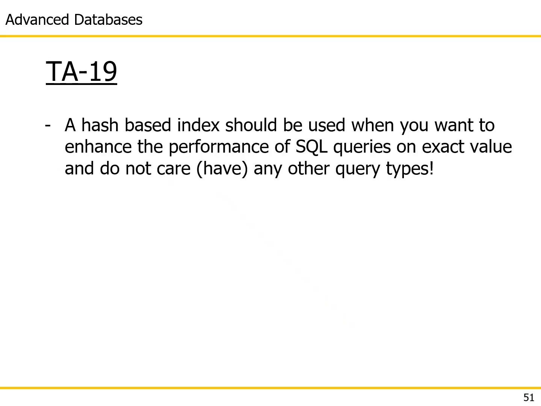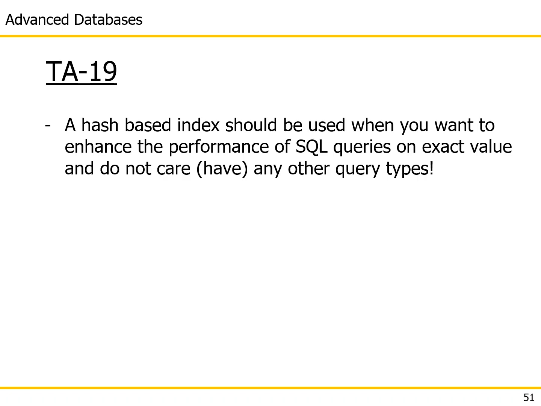So the takeaway is that a hash-based index should be used when you want to enhance the performance of SQL queries on exact value and do not care about any other query type. Why am I saying that? Because remember, hash-based mechanisms are great except with one issue: the data is not sorted in any way. So exact value queries like select star from where x equal to 20, or where age equal to 56, or where name equal to Ahmed. You have exact value searches only. If that's the only thing you have, your best option obviously is a hash-based mechanism, because you're going to go there in O of 1. Regardless whether you have a billion rows or 50 billion rows or 10 rows, it's O of 1, because it's based on the hashing mechanism.